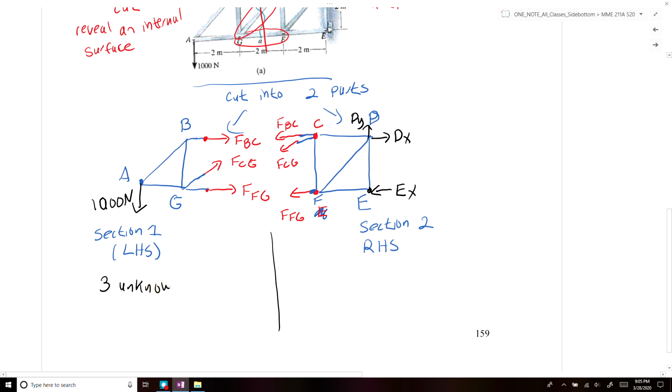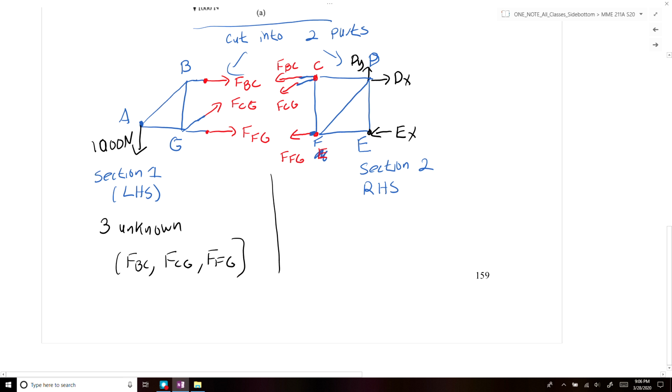All right, so those three unknowns are FBC, FCG, and FFG. We can solve those with the equilibrium equation. While if we look at the right-hand side of the truss, we have those same three unknowns, FBC, FCG, and FFG. But we also have three additional unknowns. We have Dy, we have Dx, and we have Ex.